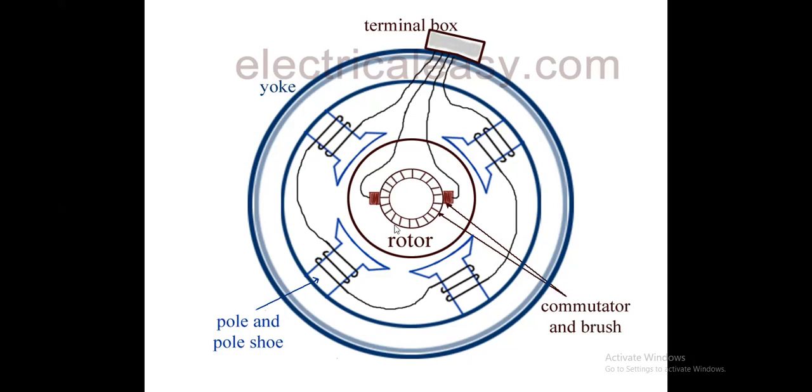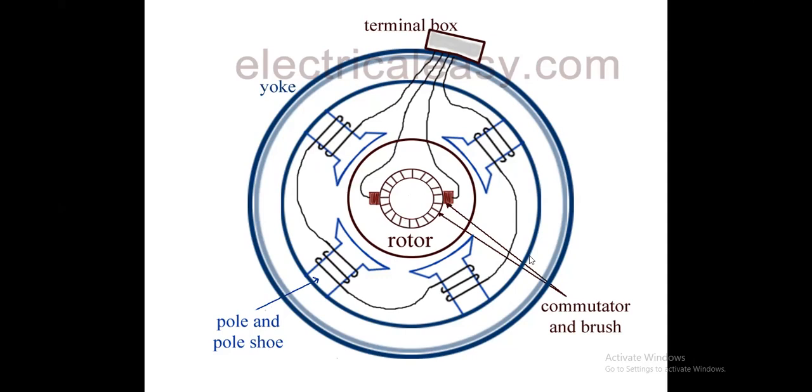This part is the commutator. The slots you can see on the front side are the commutator, and the parts taking supply from the source are called carbon brushes. This is the positive one and this is the negative one. So what is the purpose of the commutator? The purpose of the commutator is to take supply from the carbon brushes and provide that supply to the whole armature winding. That's the main reason we use a commutator here.